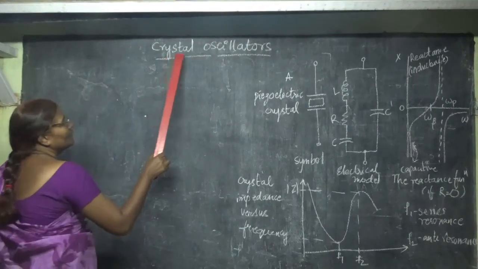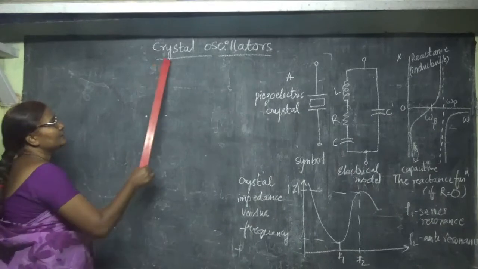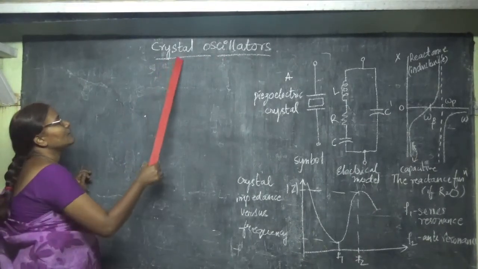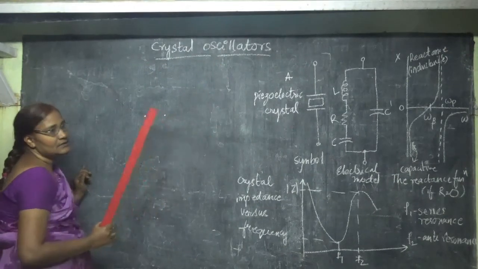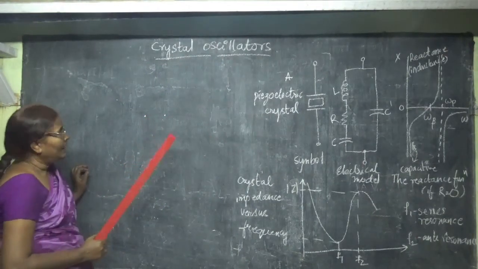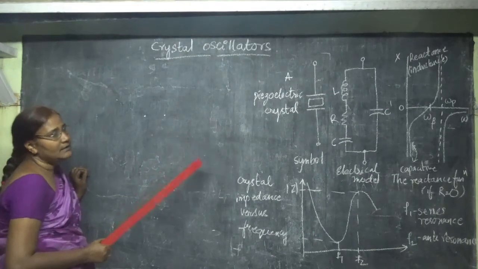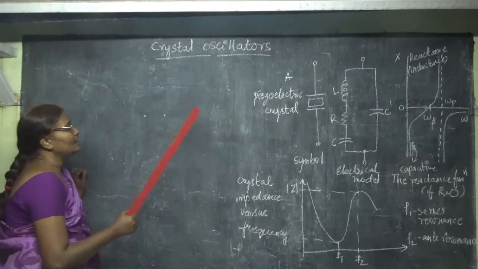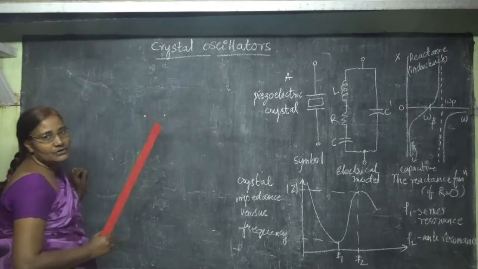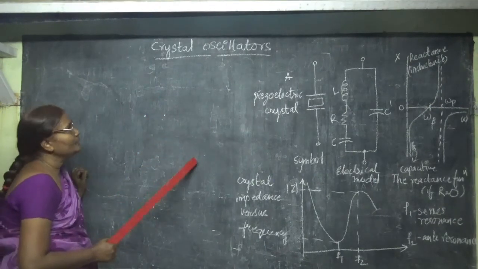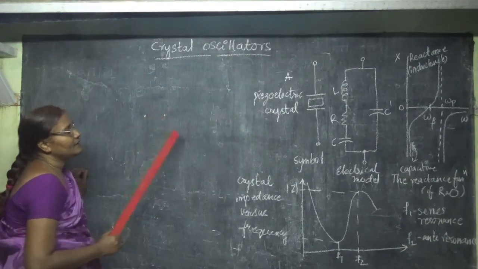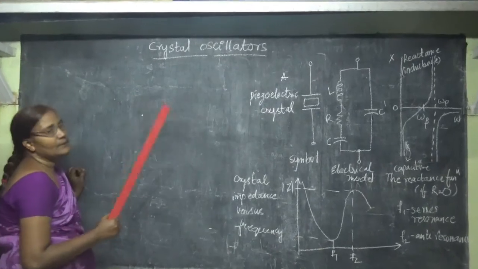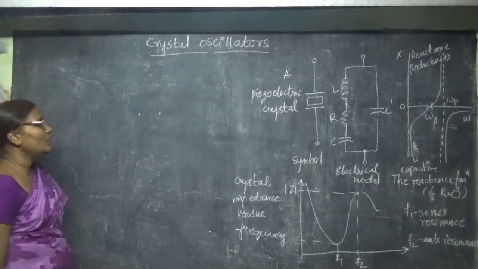So, we are going to learn crystal oscillators. This is the last oscillator in this oscillator topic. And we have learned RC phase shift oscillators, where resistance and capacitance are used to find the frequency. And the second one is the LC oscillator, where inductor and capacitor are used to produce the oscillations.